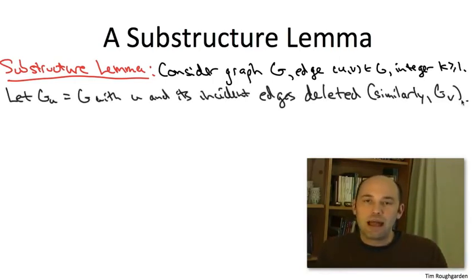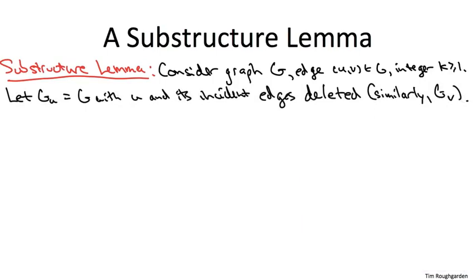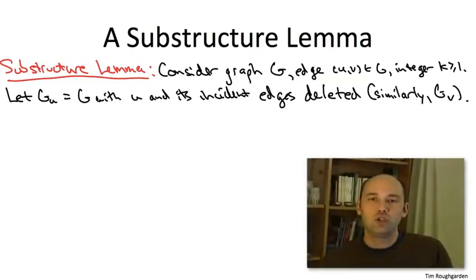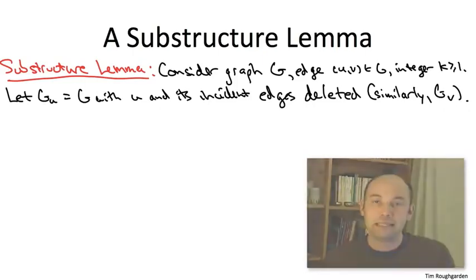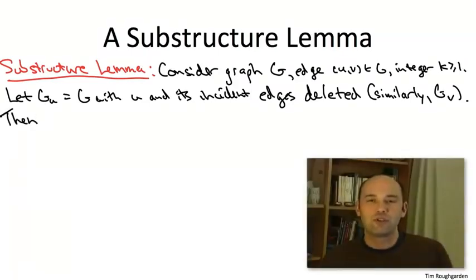And we'll also look at the graph that we get by deleting V, the other endpoint of the edge, and all of its incident edges. I'll use the notation G_U for the graph we get by deleting U, and G_V for the graph we get by deleting V. The lemma asserts that we can reduce the question that we care about, namely does or does not G have a vertex cover of size K, to analogous questions on the smaller graphs G_U and G_V.